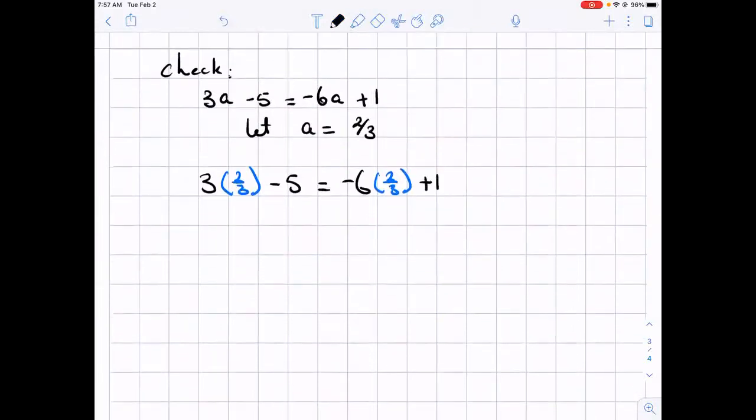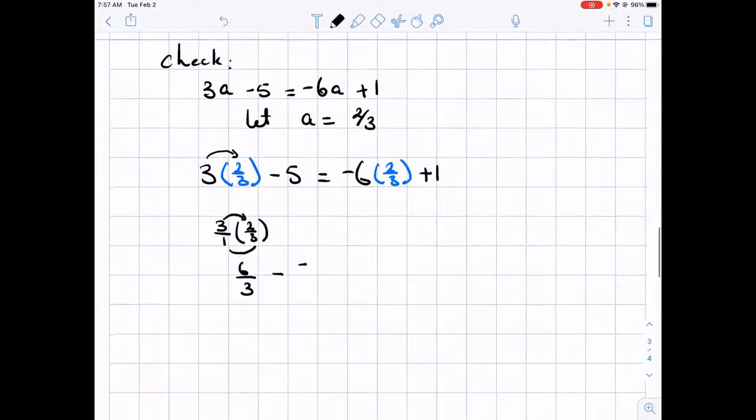Now we distribute, we multiply these two. So keep in mind, 3 is the same as 3 over 1. So if you want to multiply the fractions, you can see that. So 3 times 2 is 6. 1 times 3 is 3. Minus 5 equals, this is like minus 6 over 1 times 2/3. So this becomes minus 6 times 2 is minus 12. 1 times 3 is 3, plus 1.